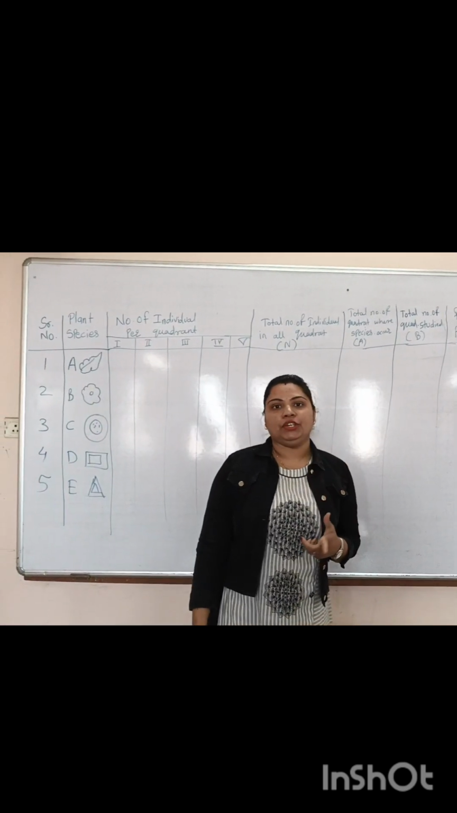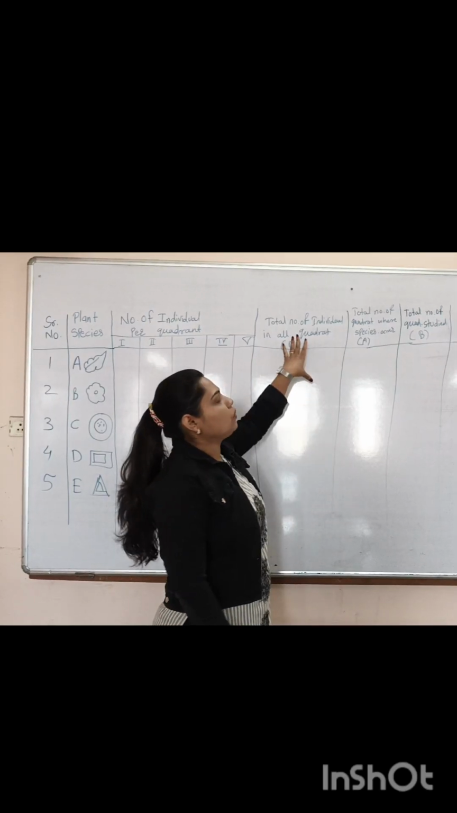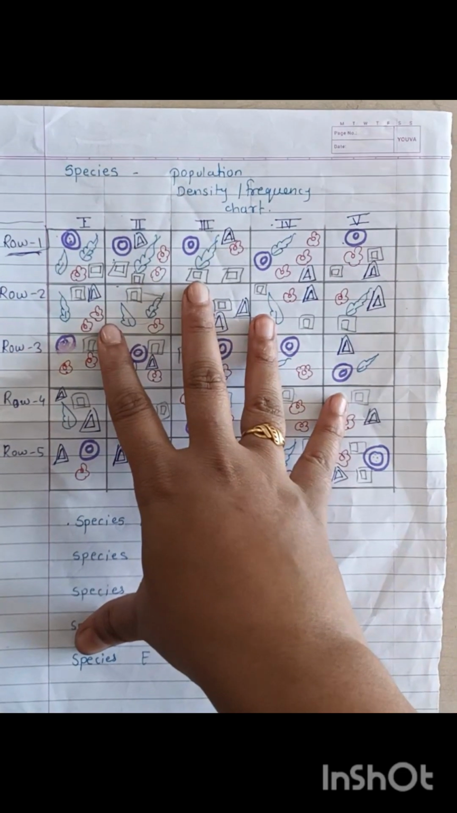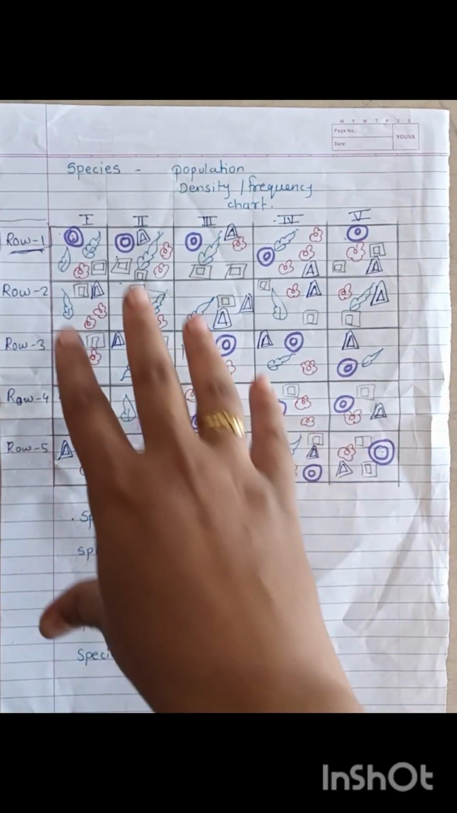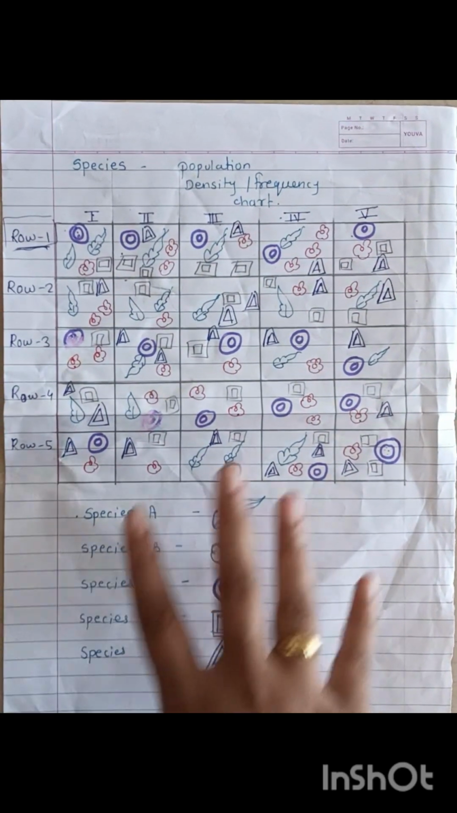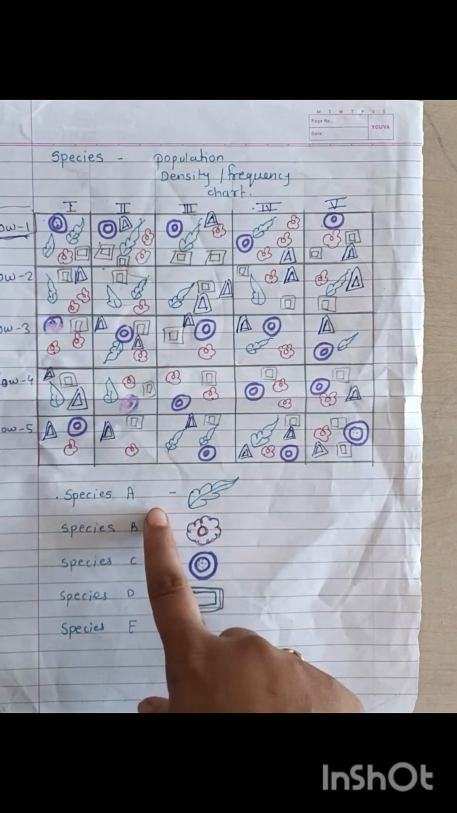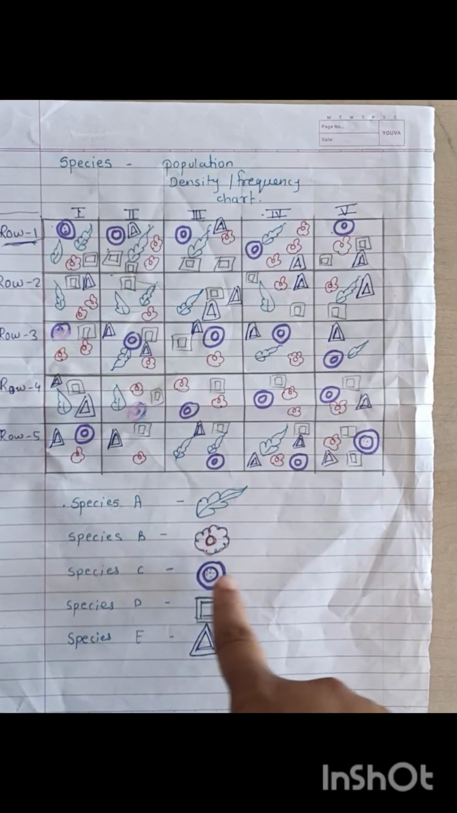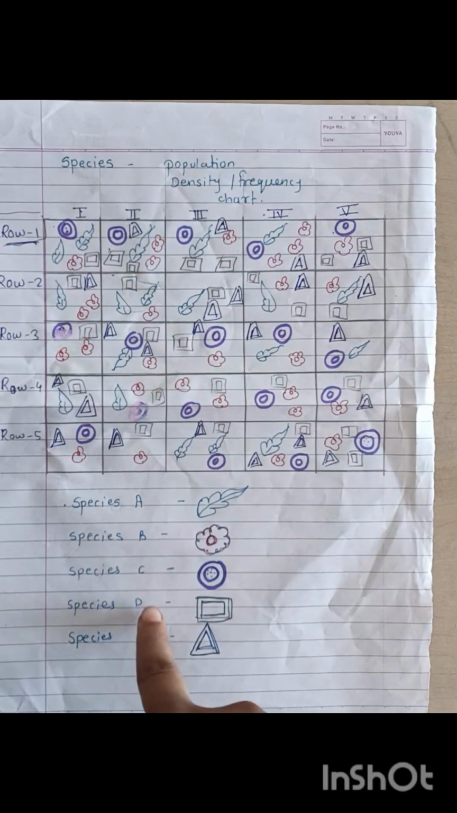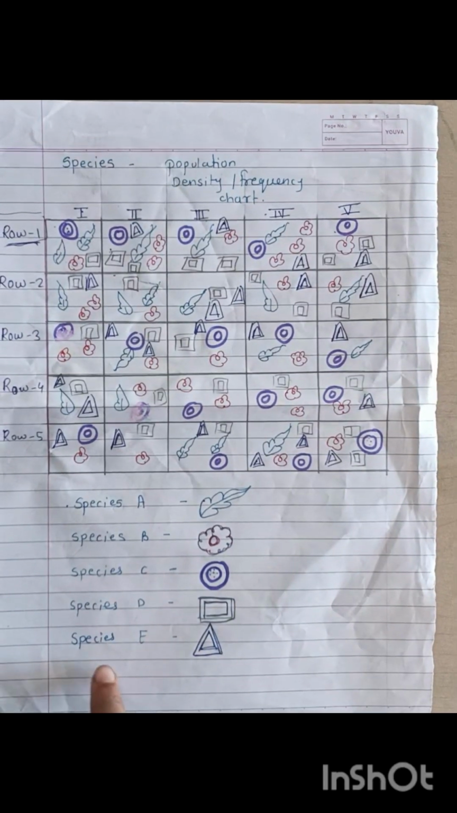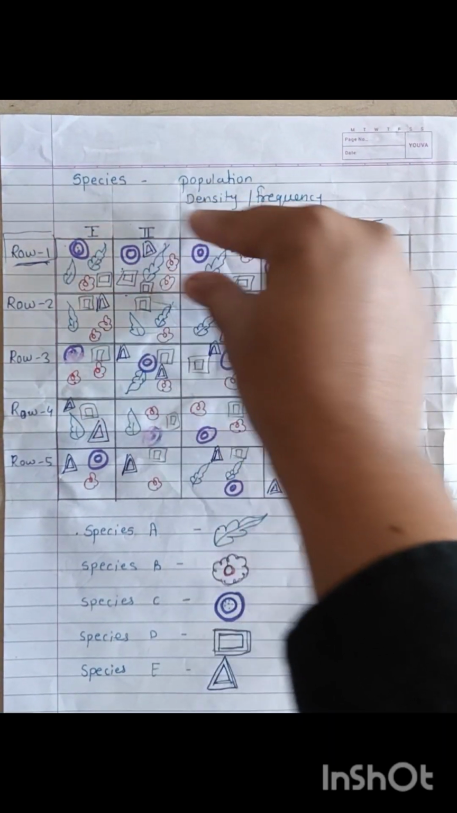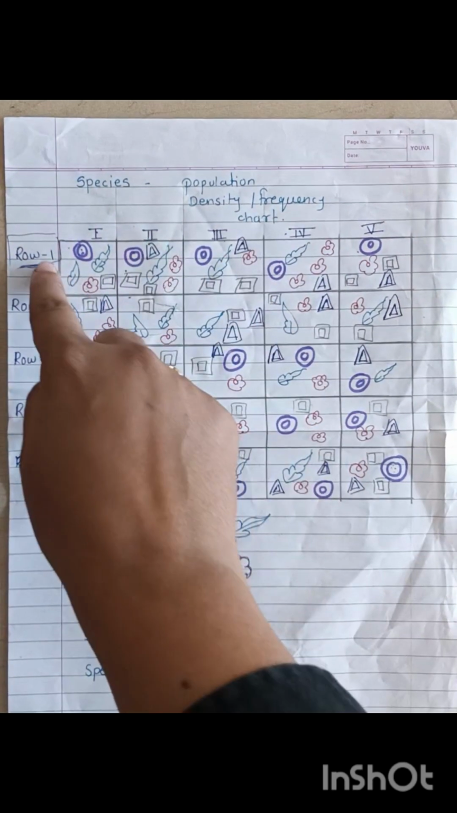As in the previous video, we all know about the quadrant method. So this is our population frequency chart where we have to calculate the frequency of the species. Now species A is leaf, species B is flower, species C is circle shape, species D is rectangle shape, species E is triangle shape. We have to calculate row 1 and the frequency of row 1.